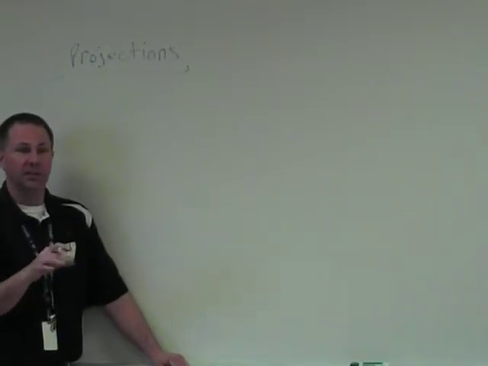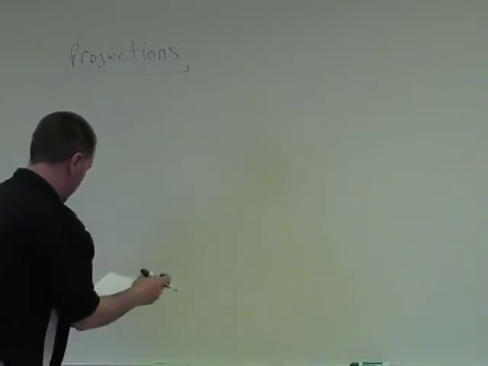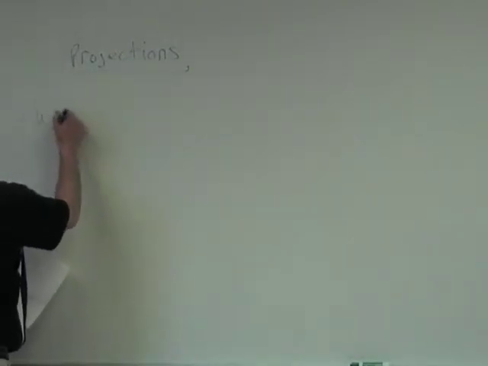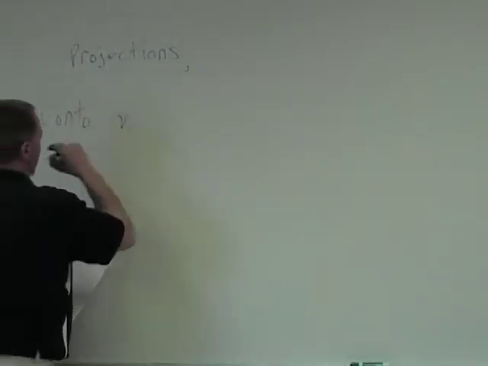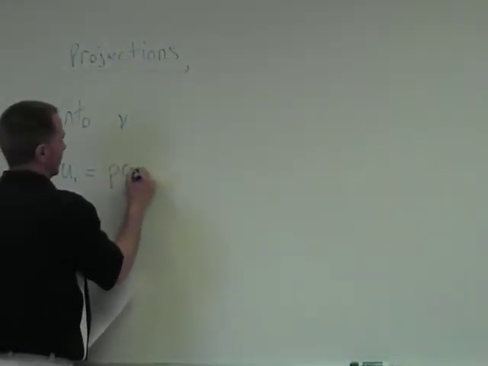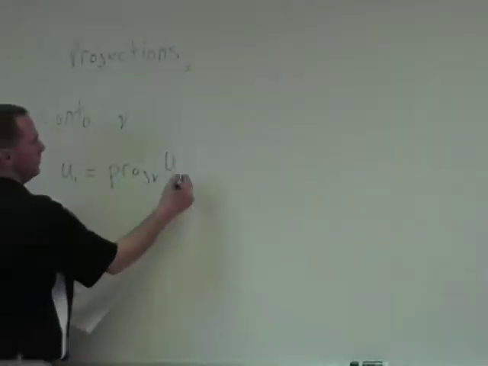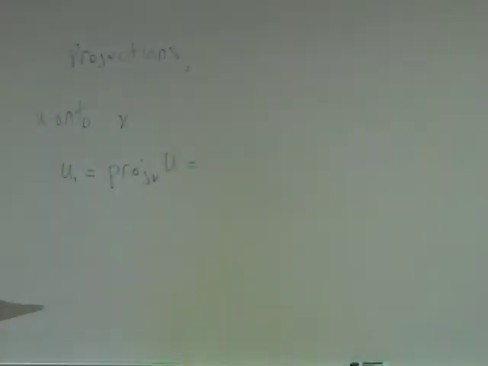You do not have to sketch these in your homework. I'm doing it just so you can see what it looks like. Okay? Projections. So u onto v. We're going to write it like this: u sub 1 equals the projection of u onto v. And this is going to be in your reference sheet. So there are two things you're going to put on your reference sheet.